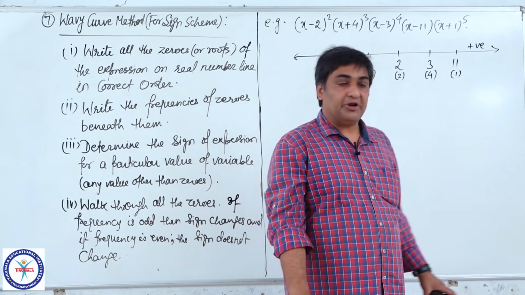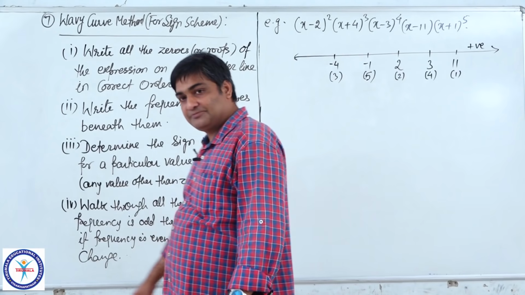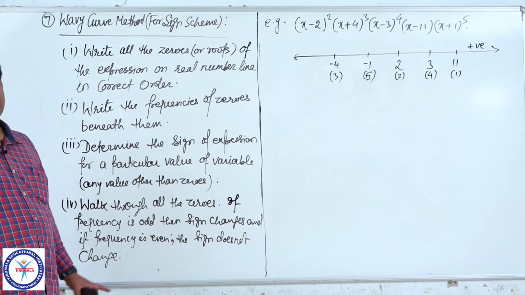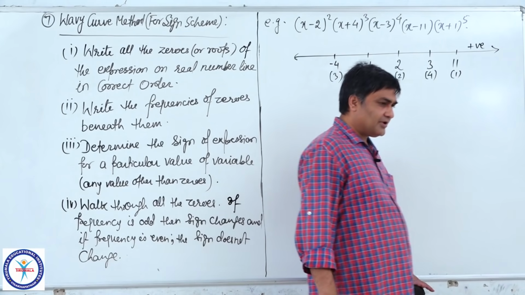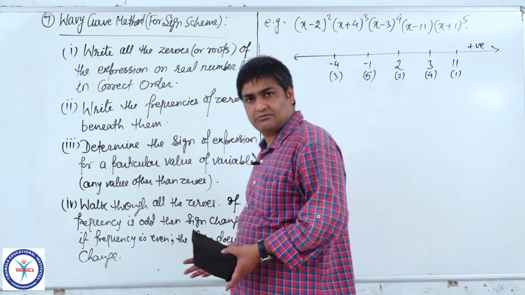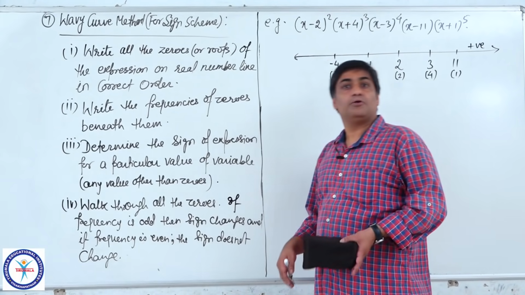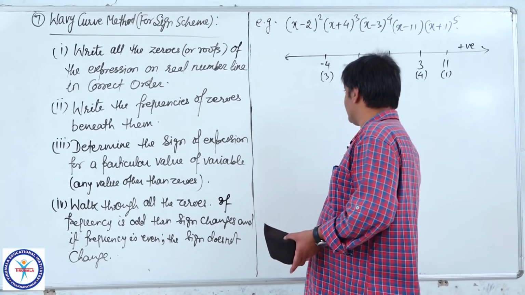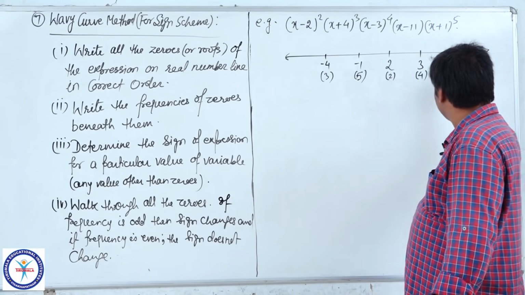Third step is complete. Fourth step, walk through all the zeros. If the frequency is odd, then the sign changes. Sign change means what? If we change sign from positive, what will be the sign? Negative. That's it. If we change sign from negative, what will be the sign? Positive.